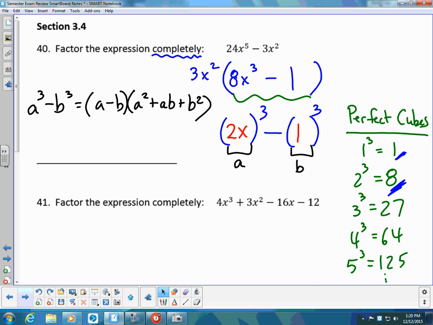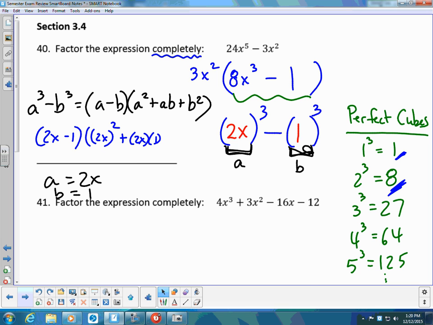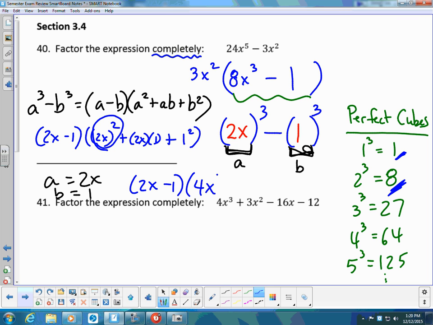All right, looks like this. All I need to do now is plug in 2x for a, right, and 1 for b. So when I fill that in, I'm going to have 2x minus 1. Here I need 2x, but it has to be squared, plus 2x times 1. That's my a times b. And I'm going to slide this over a little bit. And then plus my b squared is 1 squared. So my final answer here, since 2x times 2x is 4x squared, I'm going to have 2x minus 1 times the quantity 4x squared plus 2x plus 1. And this is now factored completely.